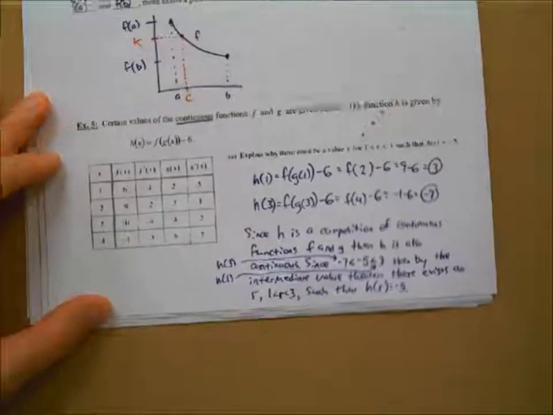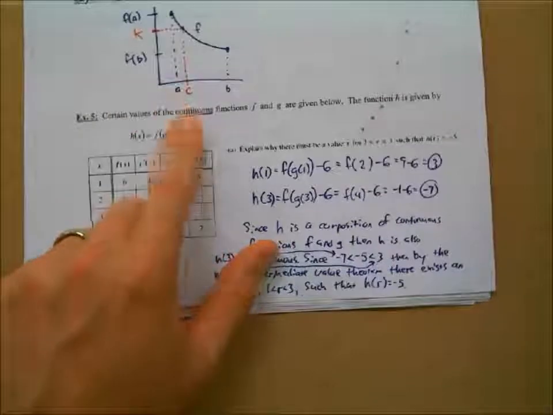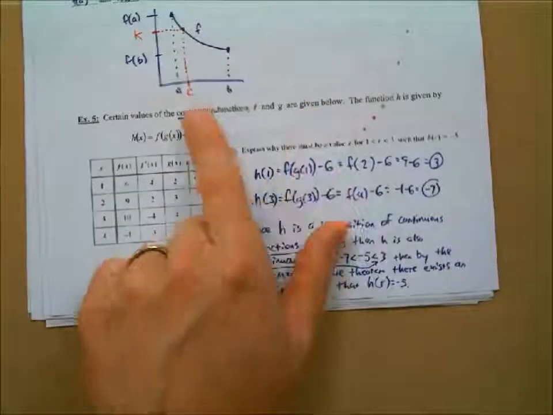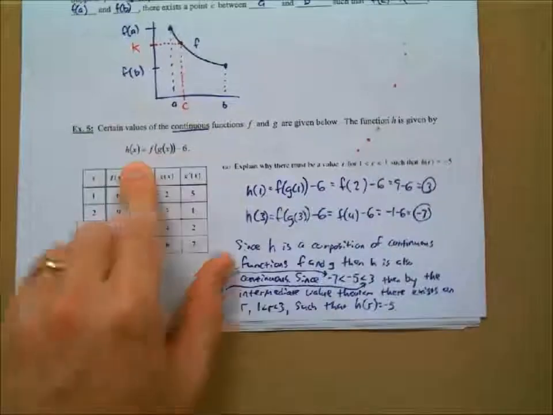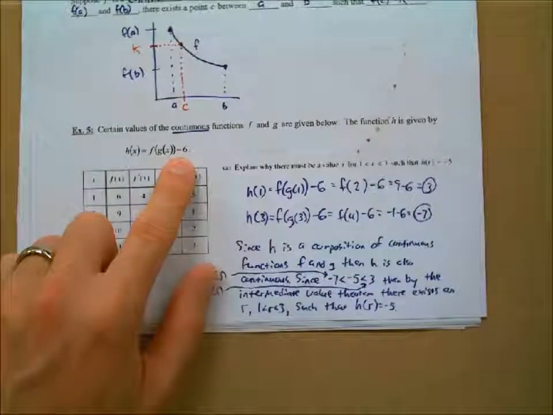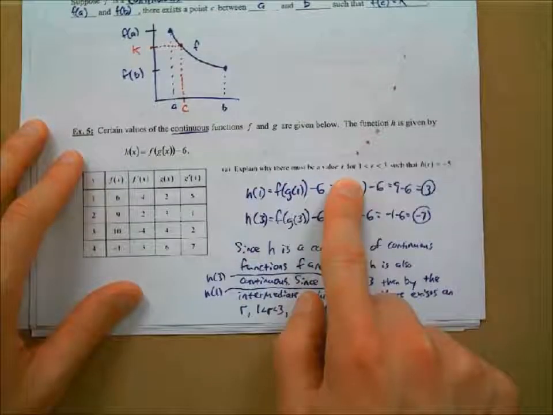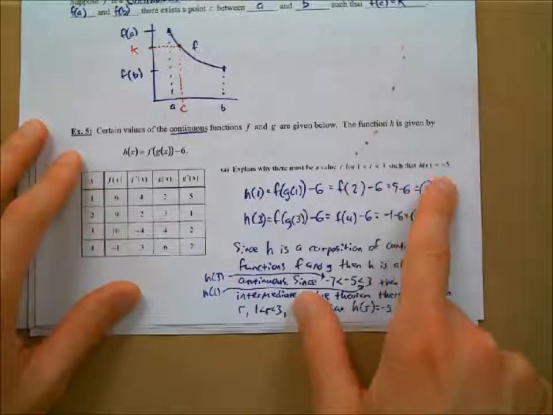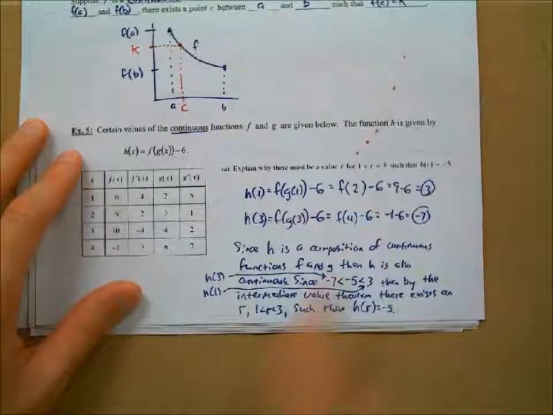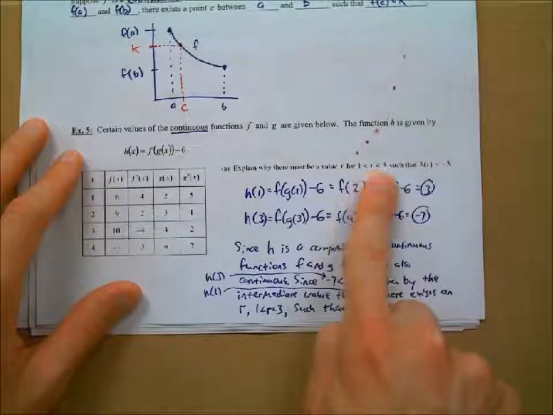Here we see example 5. We're told that certain values of the continuous functions f and g are given below. So continuous, important that f and g are continuous. The function h is given by h of x equals f of g of x minus 6. And then our question here: explain why there must be a value r for 1 less than r less than 3, so r between 1 and 3, such that h of that r is equal to negative 5. So here's our intermediate value we want to see if we can guarantee. There's our interval a to b.